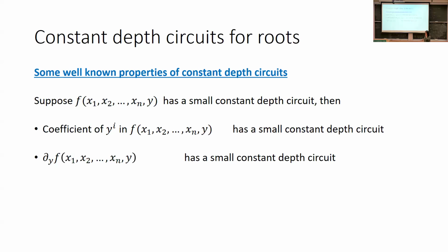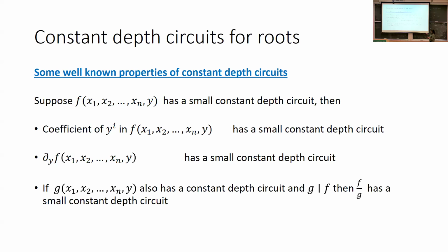Factors of D, polynomial blow up. By small, I just mean polynomial in the input circuit. And so, if f has a small circuit, the coefficient of y to the i has a polynomially small constant depth circuit, polynomial in the complexity of f. If f has a small constant depth circuit, then the y derivative of f has a small constant depth circuit. And by the previous bullet, you can reduce this and you'll pay for some other polynomial factor.